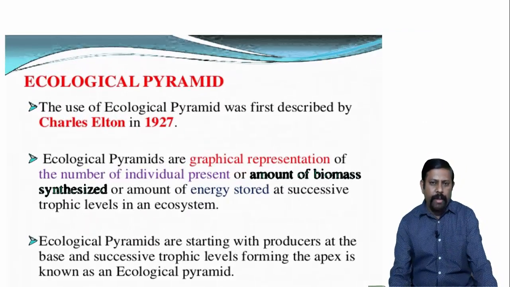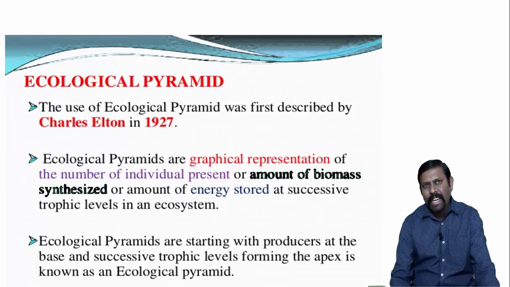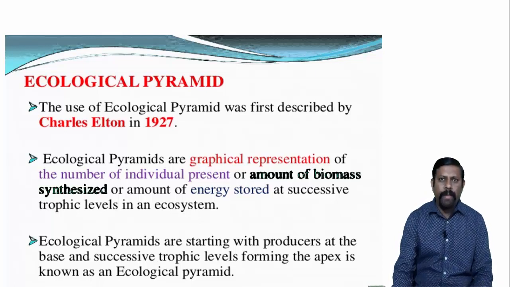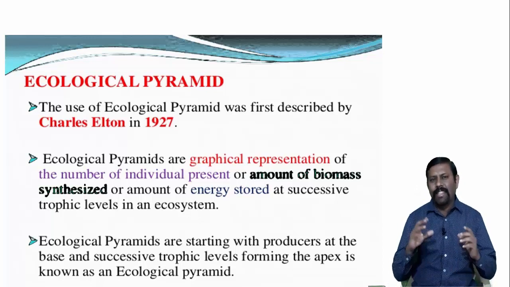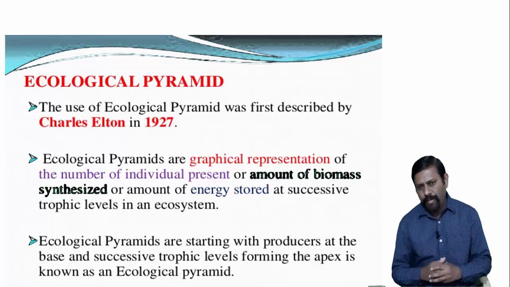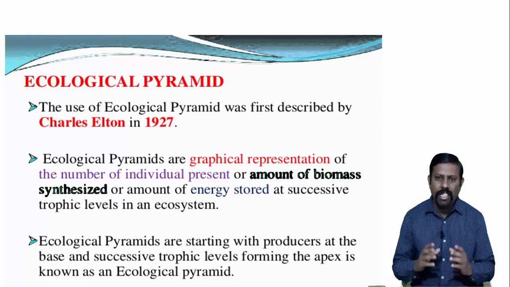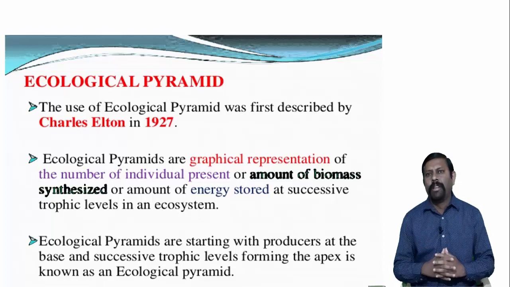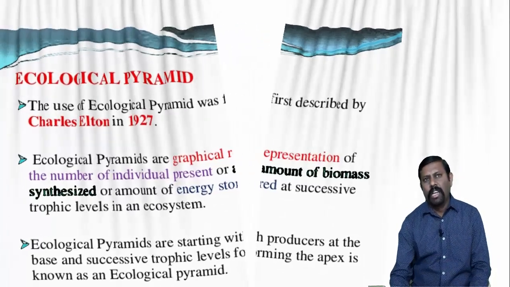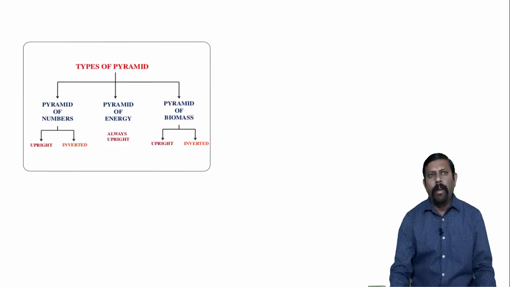The ecological pyramid. The use of the ecological pyramid was first described by Charles Elton in 1927. Ecological pyramids are graphical representations of the number of individuals present, or amount of biomass synthesized, or amount of energy stored at successive trophic levels in an ecosystem. Ecological pyramids start with producers at the base and successive trophic levels forming the apex. The types of pyramid: pyramid of numbers, upright or inverted, and pyramid of energy.